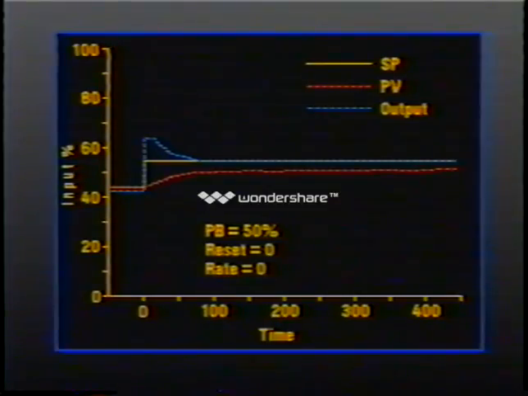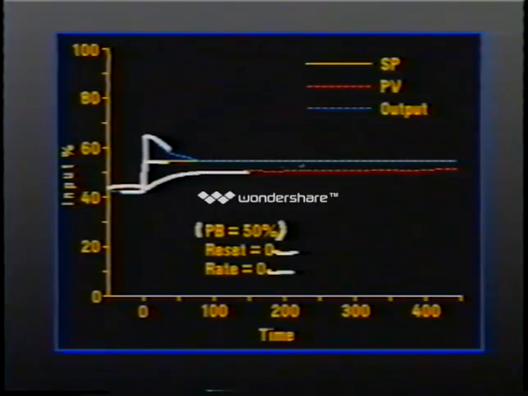Here, we assume that the proportional band has been set at 50%. There is no reset, and at this point, there is no rate setting. With only proportional action, the set point bump of 10% causes an output increase of 20%, which is insufficient to bring the process variable to the new set point level. Since there is no further change in the error, the current error continues uncorrected.